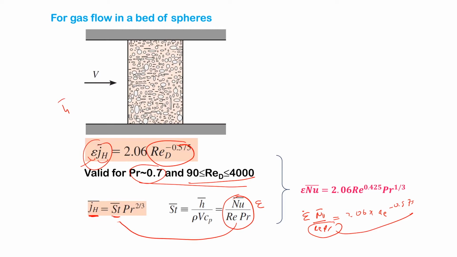you also have Prandtl number to the 2/3 power here. So this will be Prandtl number to the 1/3 power, and this will be the equation that you'll be obtaining. So if you want to calculate h bar, you calculate it from here.